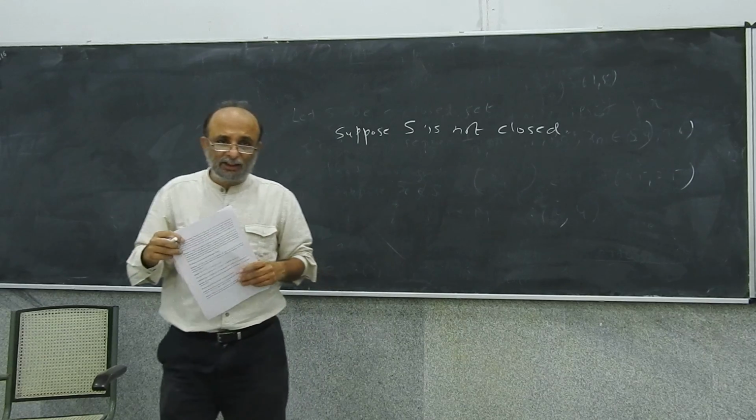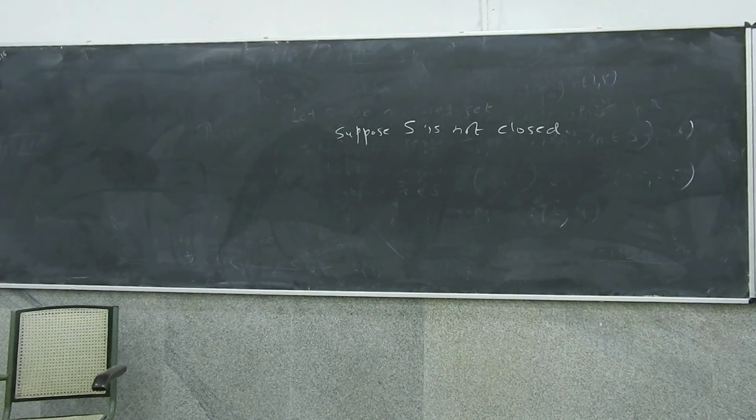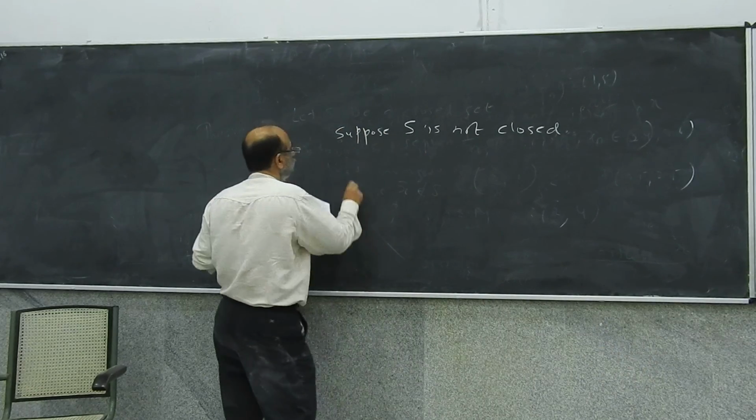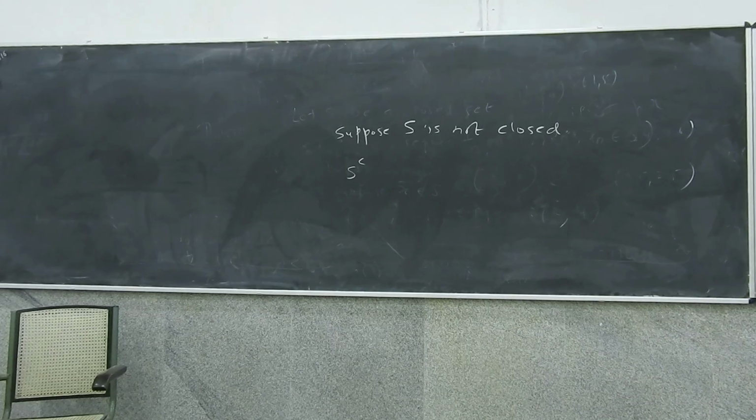Now we have to show that if S is not closed, it will not contain all its limit points. First we have shown that if S is closed, it will contain all its limit points. Now let us show the converse. So, S is not closed, which means that S complement is not open. Remember, if S is closed, S complement is open. If S is not closed, S complement is not open.